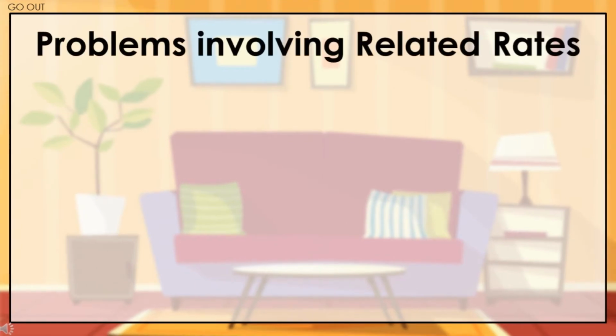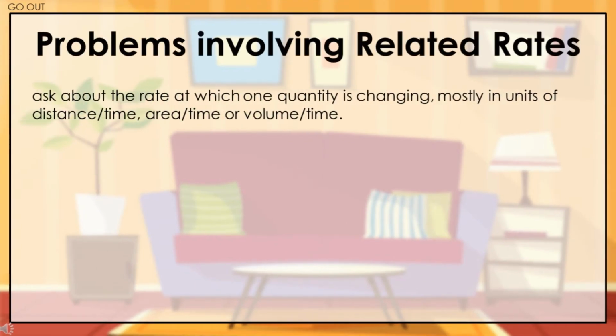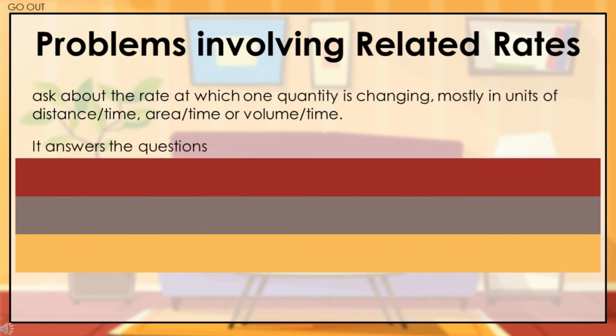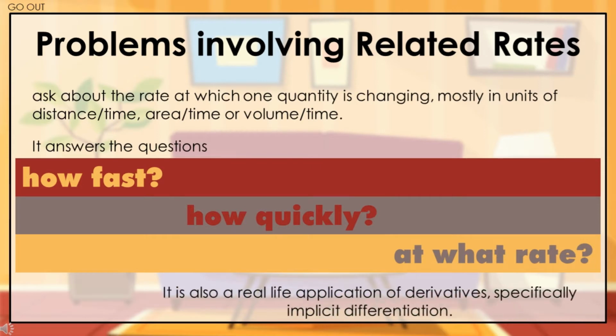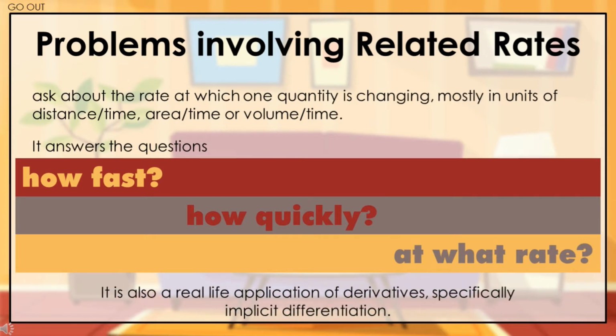Problems involving related rates ask about the rate at which one quantity is changing, mostly in units of distance over time, area over time, or volume over time. These problems answer the questions how fast, how quickly, and at which rate. These problems are also real-life applications of derivatives, specifically implicit differentiation.